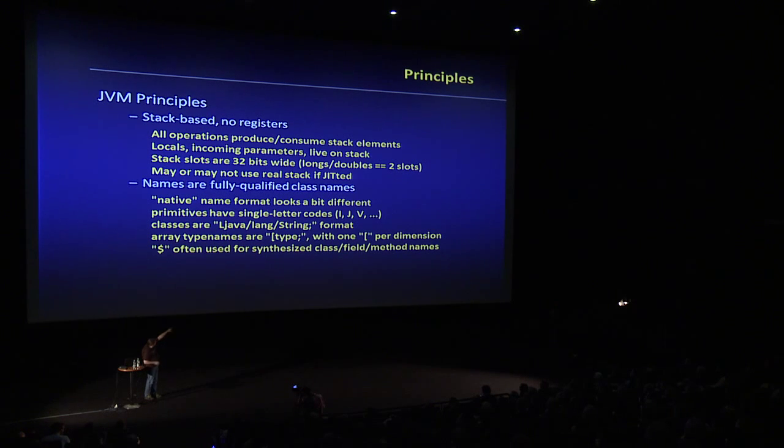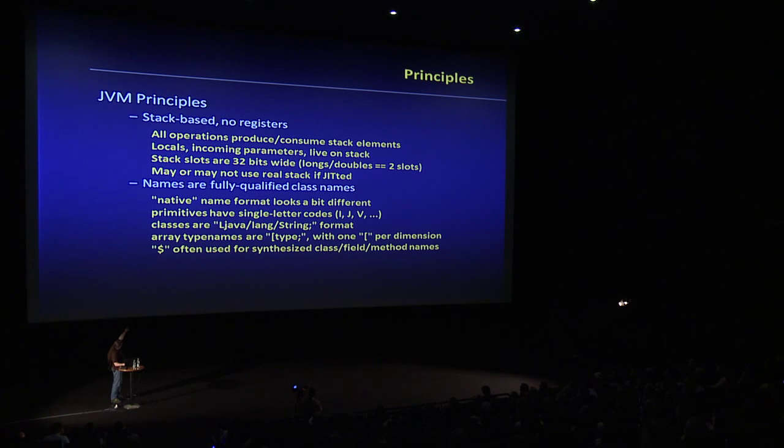There is an encoding scheme for the different primitive types. I've got that in here. You can see I, J, V. I refers to int. J refers to long because L is used for the long class name. V is void. B is byte. Most of the time, all I care about are ints, longs, and then the occasional floating point.